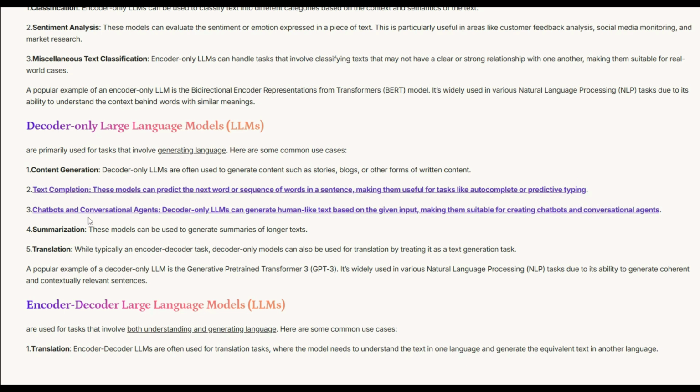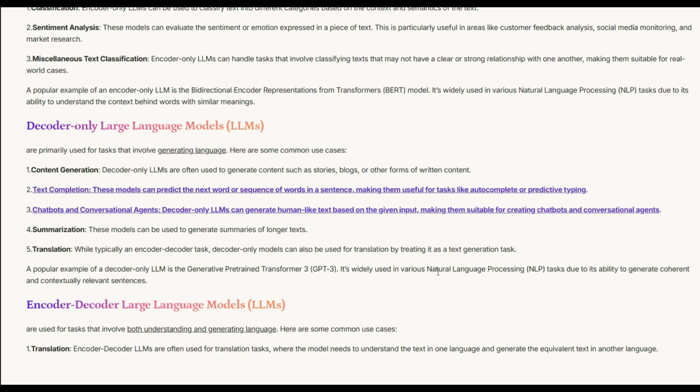3. Chatbots and conversational agents. Decoder-only LLMs can generate human-like text based on the given input, making them suitable for creating chatbots and conversational agents. 4. Summarization. These models can be used to generate summaries of longer texts. 5. Translation. While typically an encoder-decoder task, decoder-only models can also be used for translation by treating it as a text generation task. A popular example of a decoder-only LLM is the Generative Pre-trained Transformer 3, GPT-3.